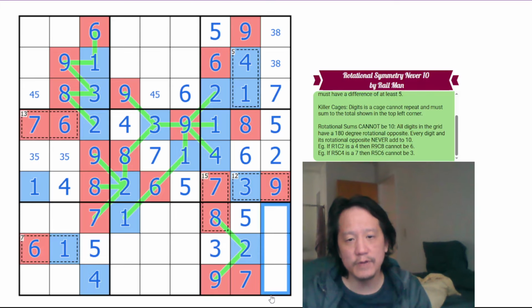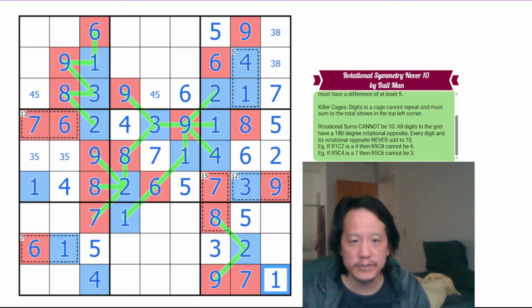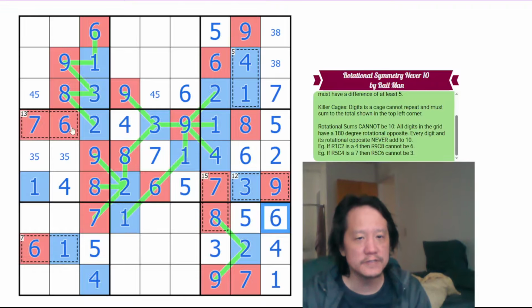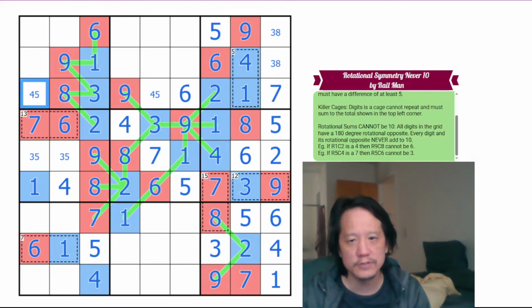Remaining digits in column 9. We have 1, 6, and 4. 1 can't be either of these, so 1 must be here. Therefore, 6 can't be here because of the 6 in the row, so this is 4, that's 6. Since this is 6, this cannot be 4 because that would add up to 10, and those are rotationally opposite, so this is 5, that makes that 4.